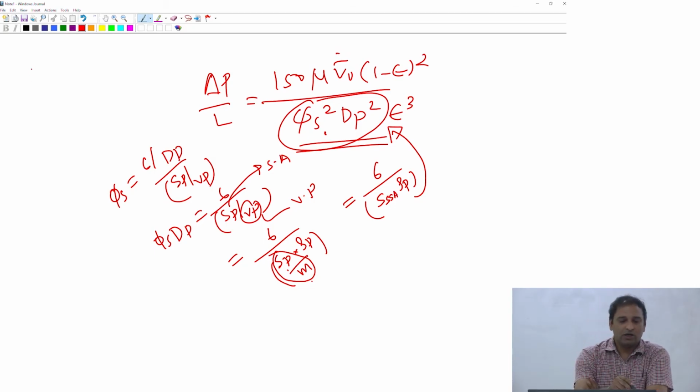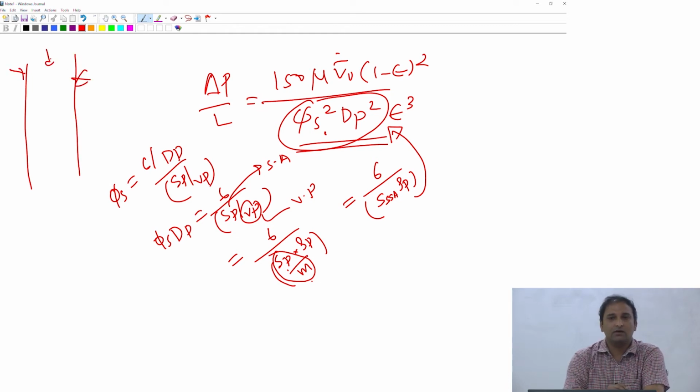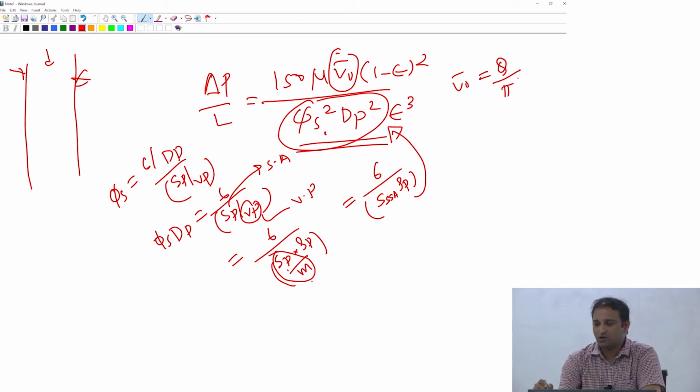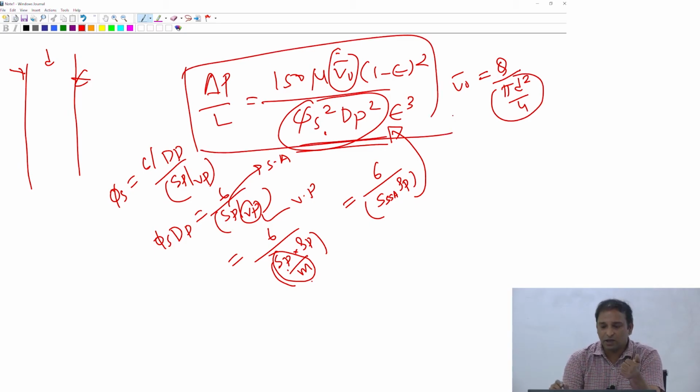So what people do is, the moment you do experiments in a column of a particular diameter, say this is d, I can express this V naught bar in terms of the volumetric flow rate divided by the area, so pi d square by 4. So I can recast this expression in terms of the volumetric flow rate of the liquid flowing through the packed column, the diameter of the column that makes the packed bed, and also phi s and dp in terms of your specific surface area and the density of the particle.